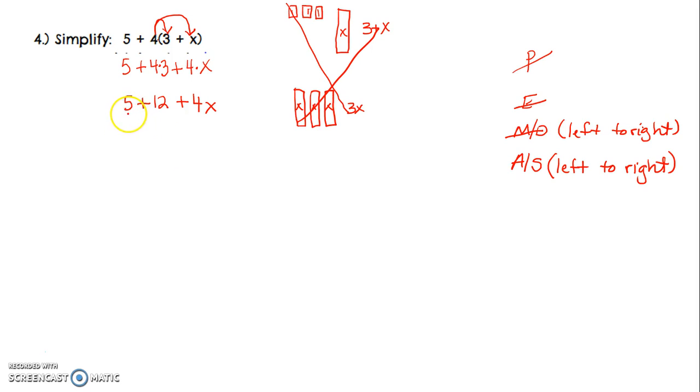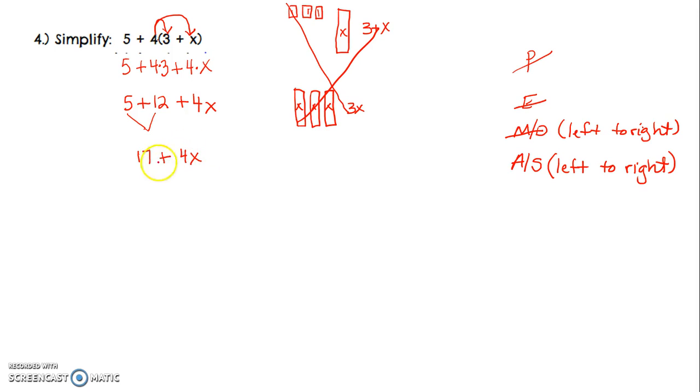So I look here, I said, oh, these are like terms. I can combine these two. 5 plus 12 is 17. Keep my plus sign and keep my 4x. And the last step, we say, can I combine 17 and 4x? No, I can't. These are not like terms.